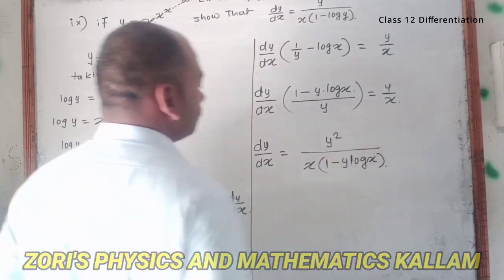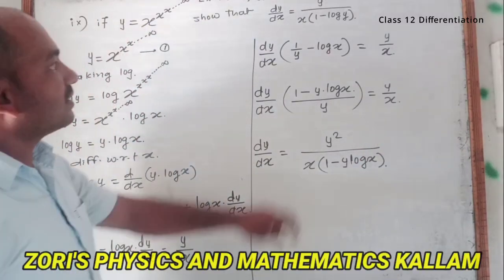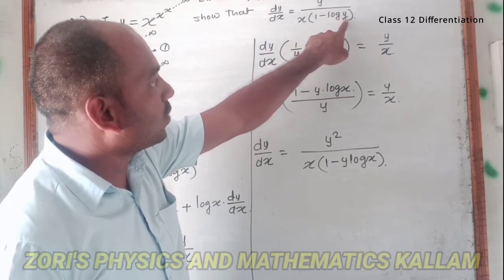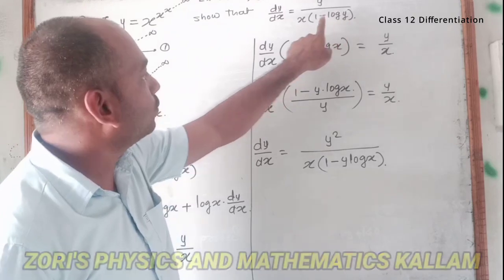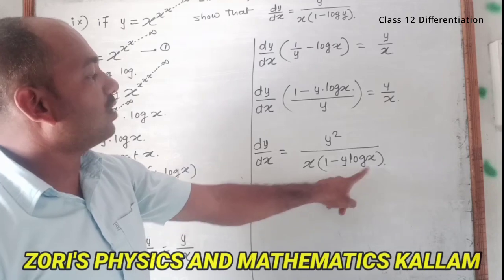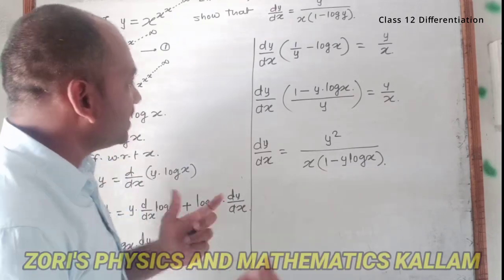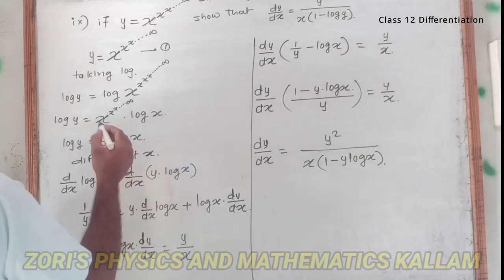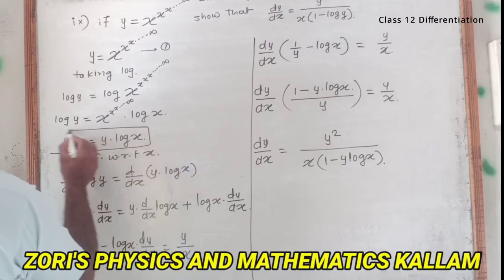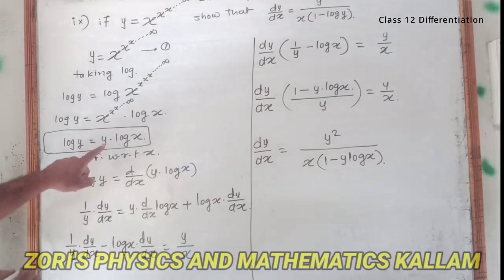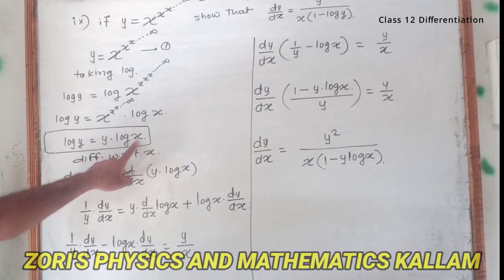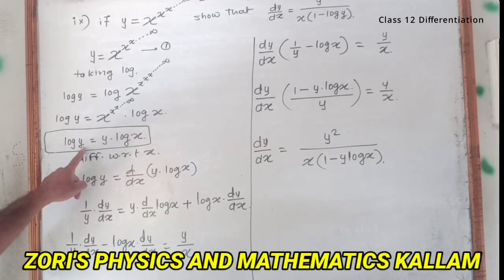log x. Now see, there is a small difference here. We require 1 minus log y, but what we get is y log x. Now how do we change this part? See here, this is y log x, and its value is log y.